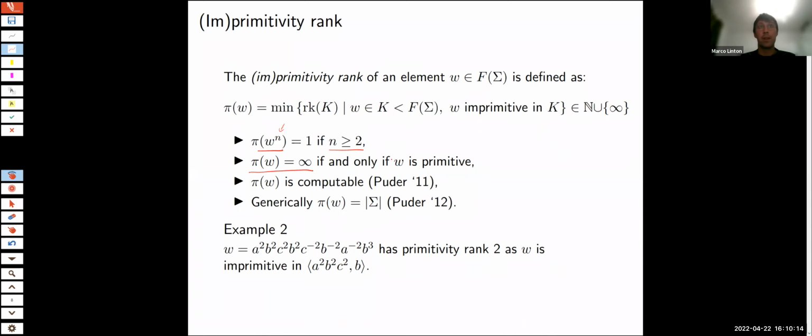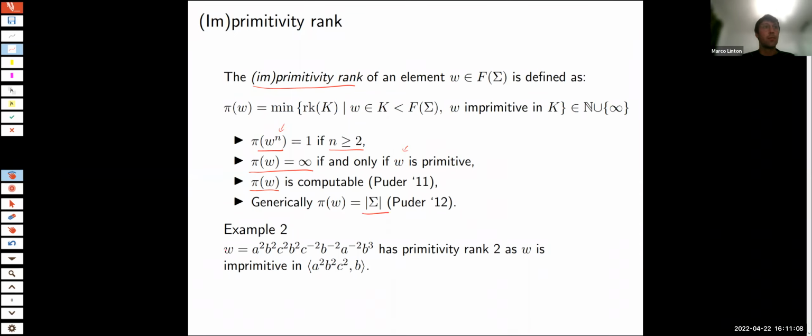The primitivity rank is infinite if and only if your element is a primitive element of your free group. And again, you can use Whitehead's algorithm to tell whether it's a primitive element, and therefore determine if this is infinite. But more generally, you can compute the primitivity rank of your elements anyway. This algorithm was given by Puder in 2011 when he introduced this quantity. And a year later, he also showed that generically, as you take sets of words of larger and larger size in the free group, generically the primitivity rank of these is going to be equal to the size of your generating set.